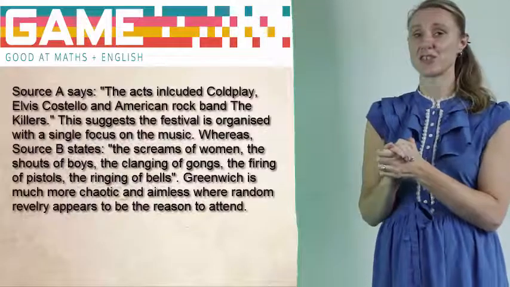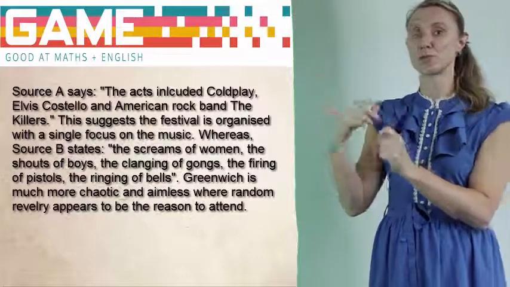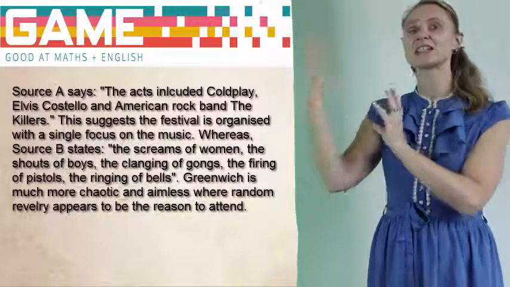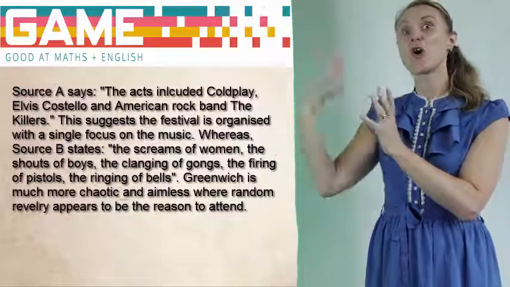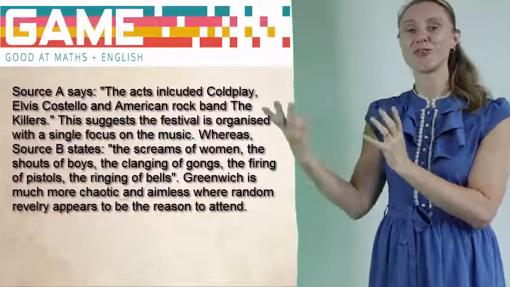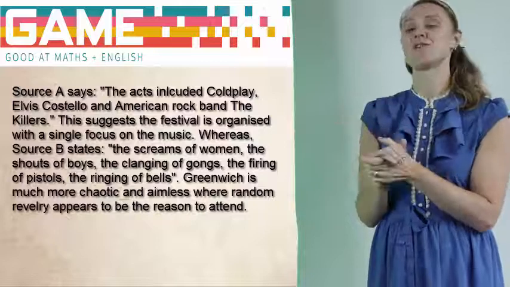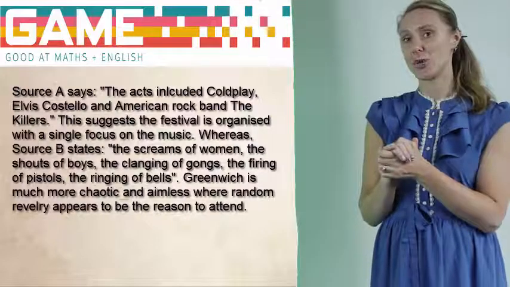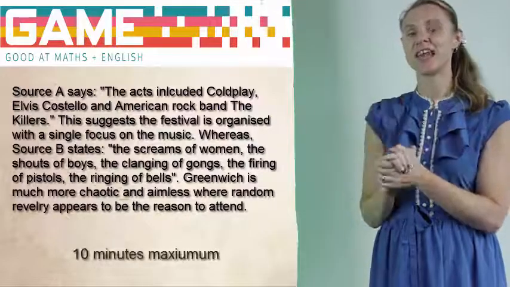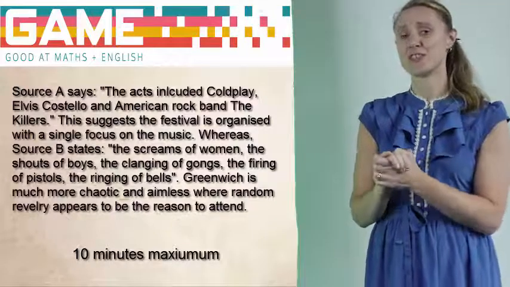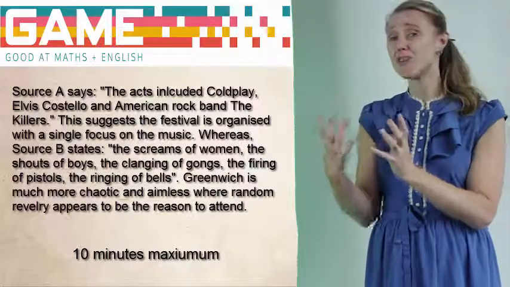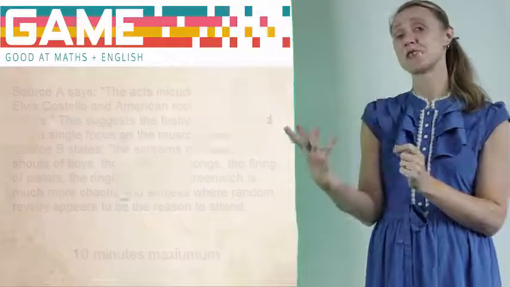So in this case, it could be suggested that the Glastonbury Festival was more organised, with people going to see particular bands like the Killers, whereas in the Dickens text, there was a cacophony of sound and it seemed more chaotic, and you could infer that from the quotations that you had used. Okay, no more than 10 minutes, and no language features please in this question. It really is just about summarising those similarities or differences as stated in the question.